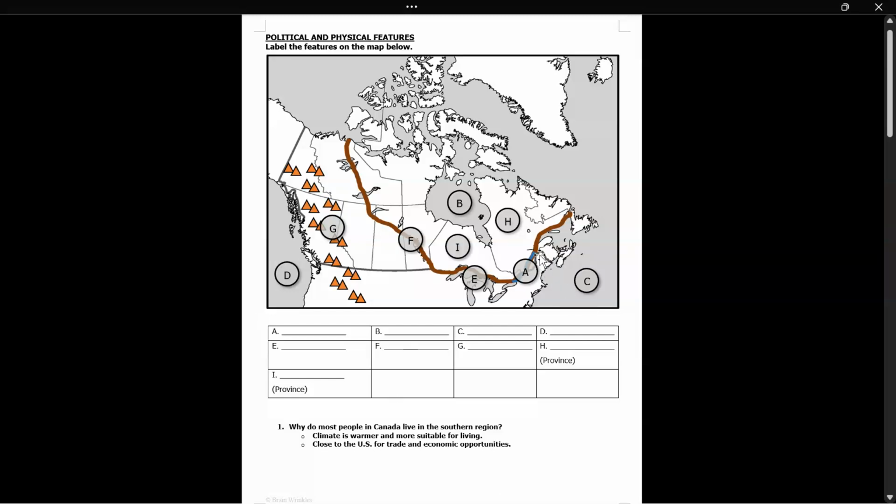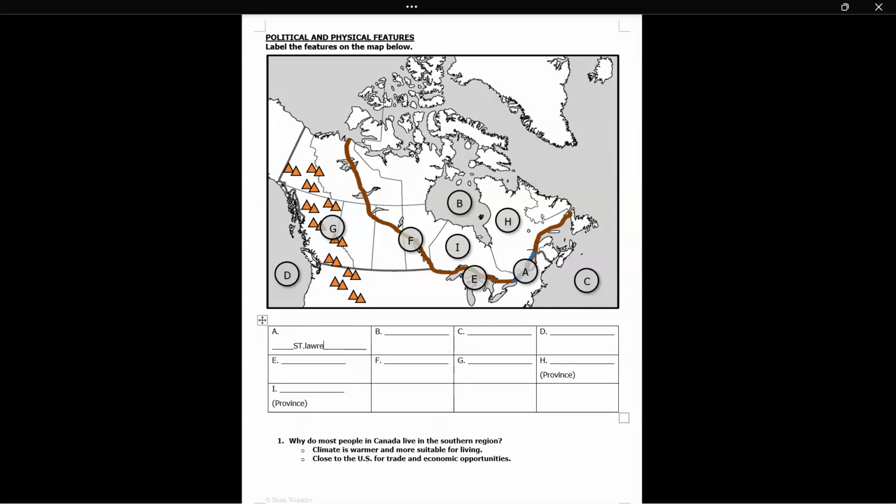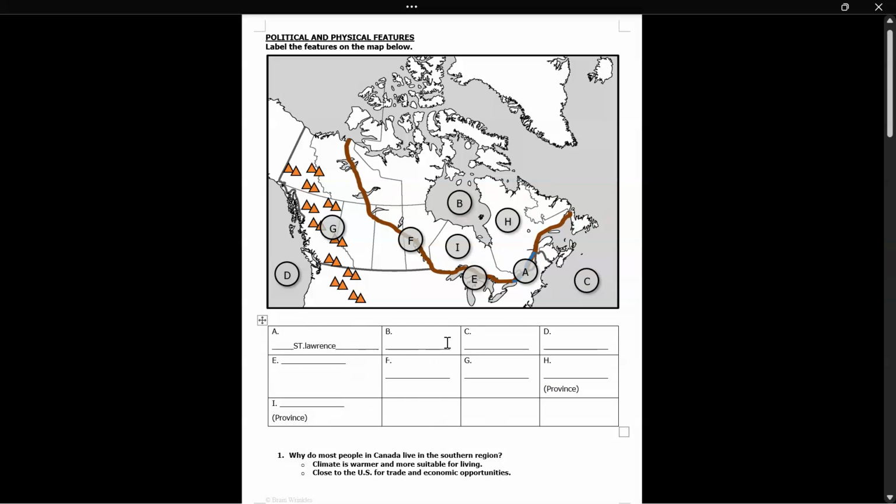A is talking about this river that flows from the Great Lakes all the way up to this area right here. The answer will be the St. Lawrence River. We'll just write St. Law. All right, B. B is this on the north of Canada. Yep, the answer is Hudson Bay.